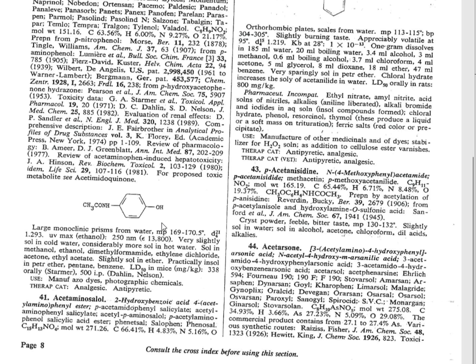Almost all entries provide you a structure for the compound. And then down below, they start giving me some observational physical data. Large monoclinic prisms from water. The melting point is 169 to 170.5. The density is 1.293. The UV max, if I dissolve it in ethanol, is 250 nanometers.